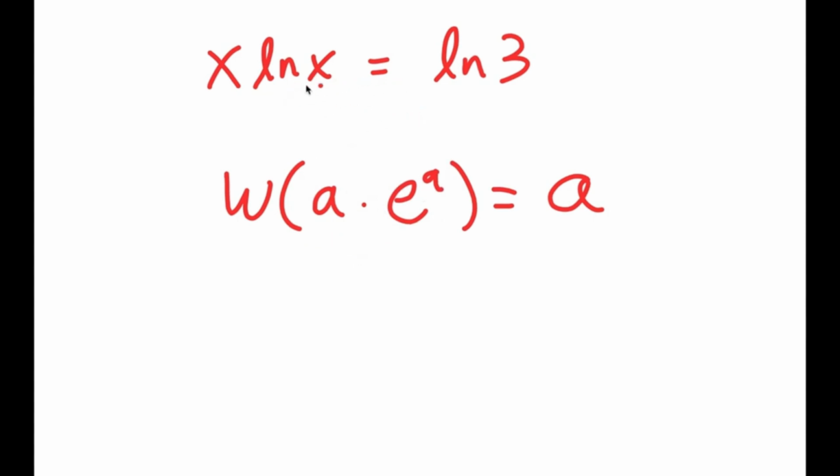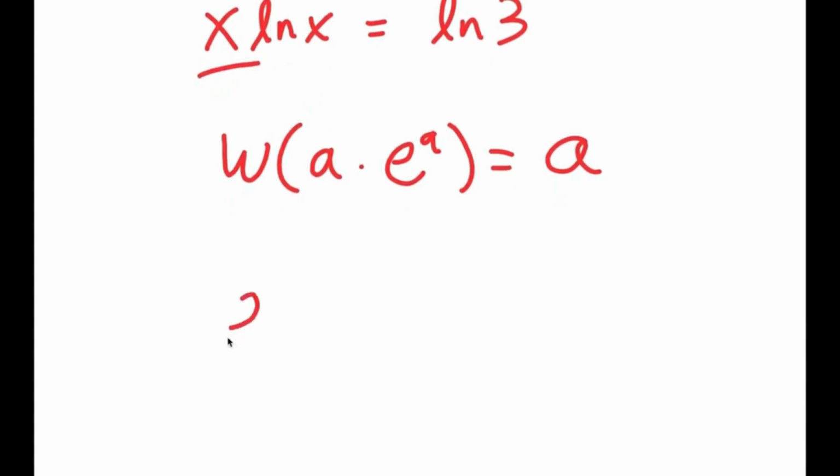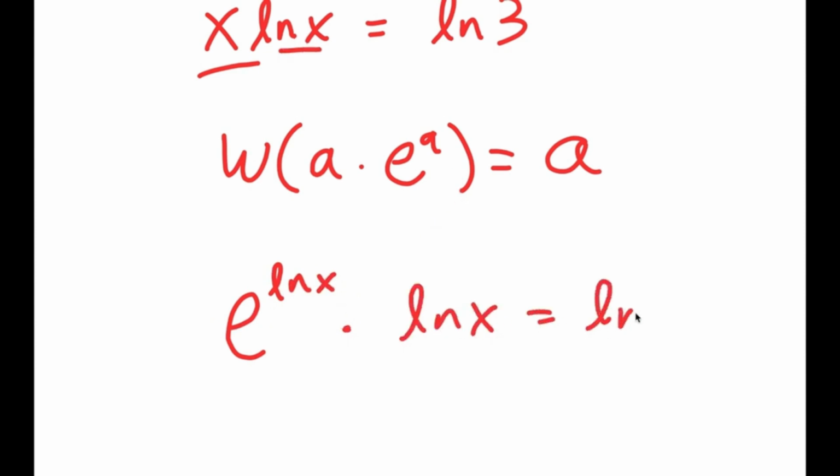Well, how am I going to do that? Well, I'm going to first start by rewriting this x as e to the power of ln of x, because e to the power of ln cancel out, so that's just x is all that remains. So x is the same thing as e to the power of ln x, and I have this times ln x is equal to ln 3.